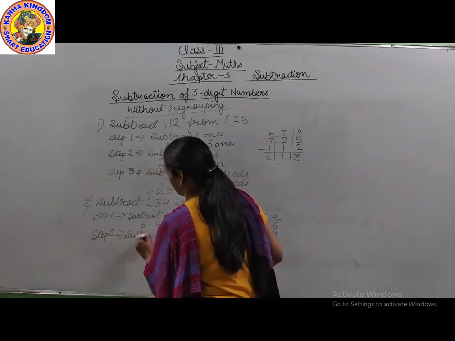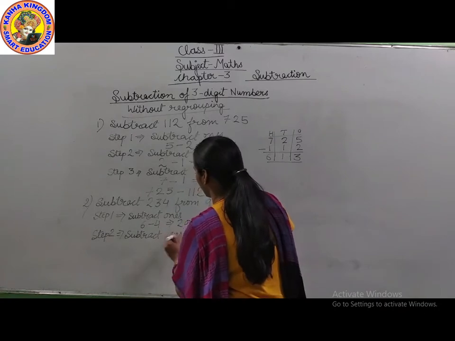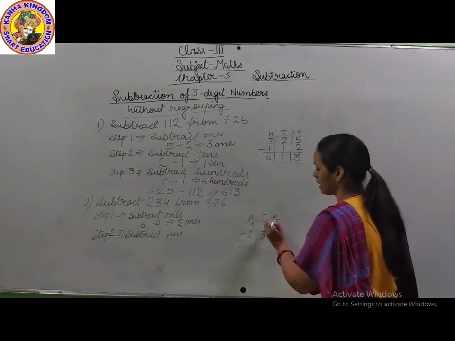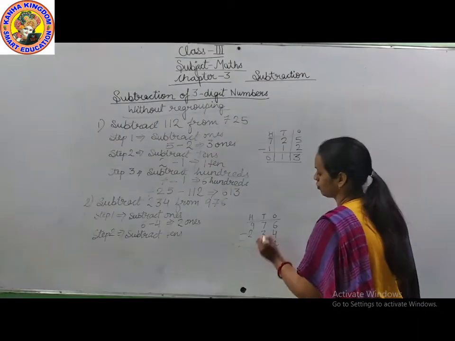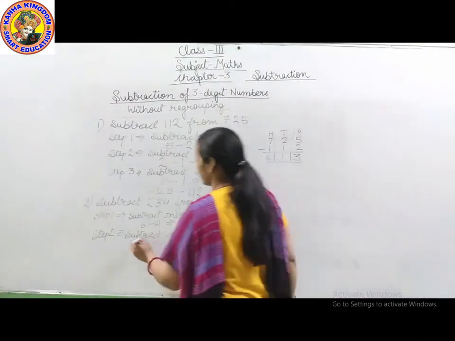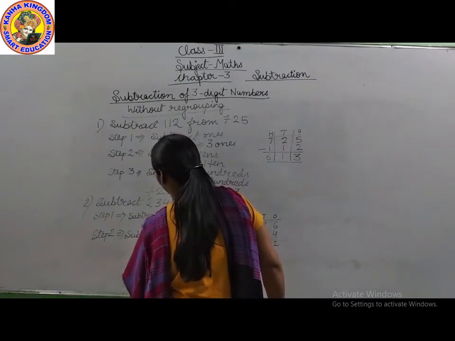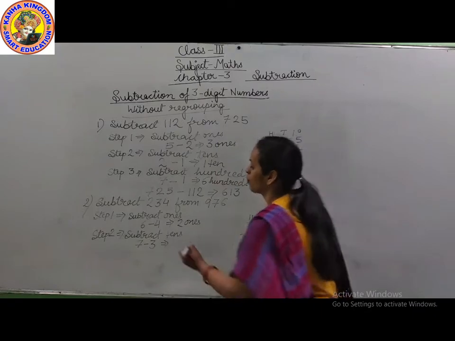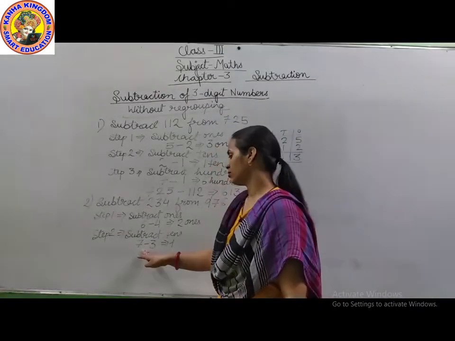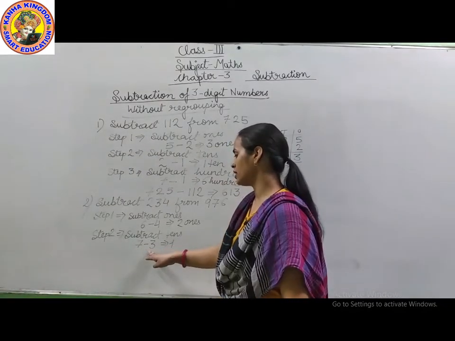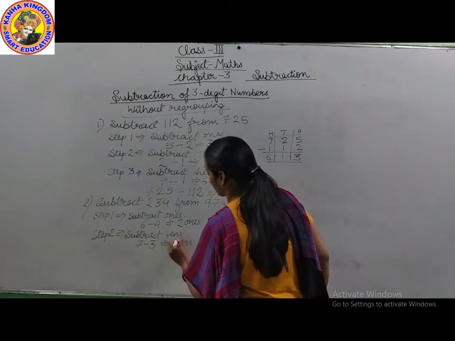Next step, subtract tens. So 7 tens minus 3 tens equals 4 tens. When we subtract 3 from 7, our answer is 4. So 7 tens minus 3 tens equals 4 tens.